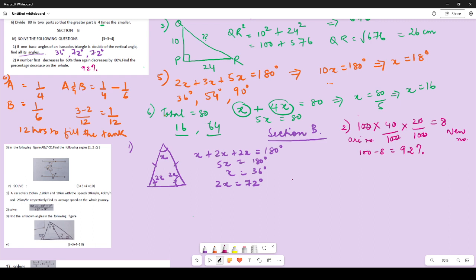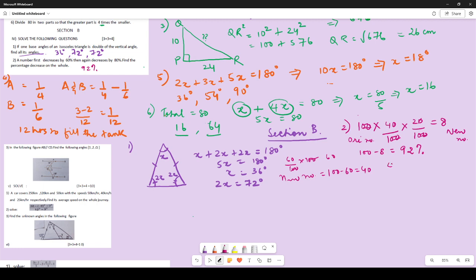Now again, if we are doing it stepwise, let us break this up. Many of you did it in some other way, so let me show it that way as well. So first the decrease is what? 60%. So 60% of 100, let us say, is 60, right? So new number becomes 100 minus 60 is equal to 40.